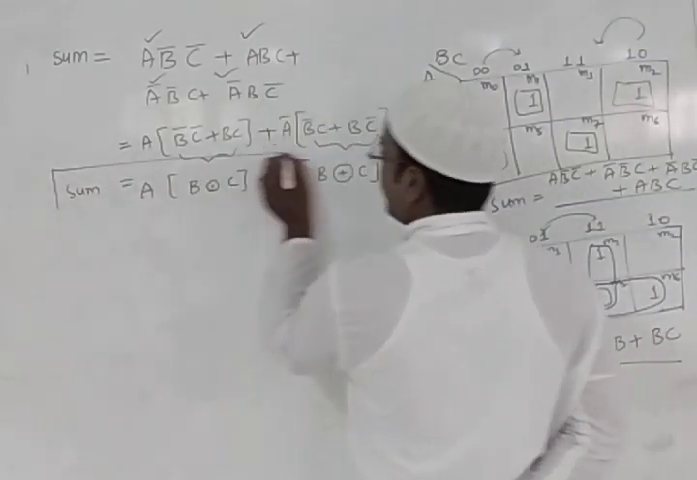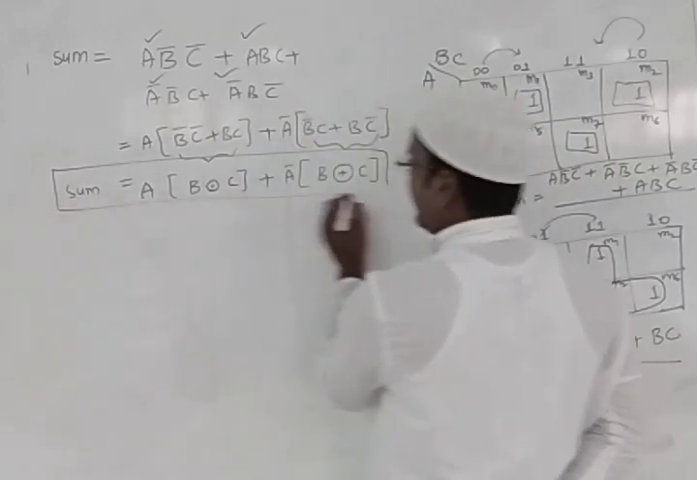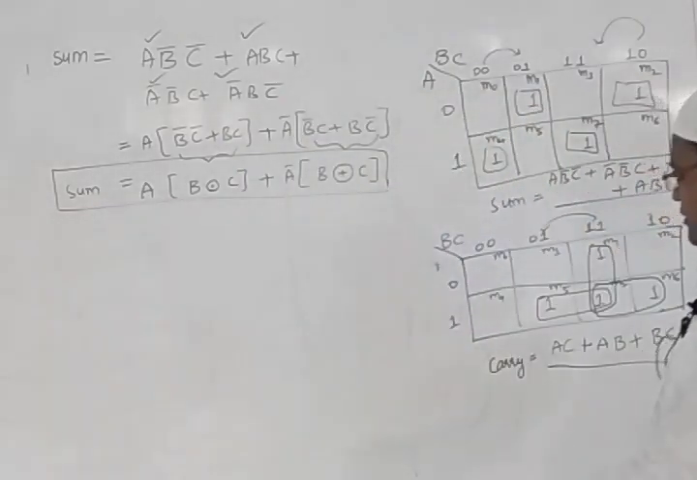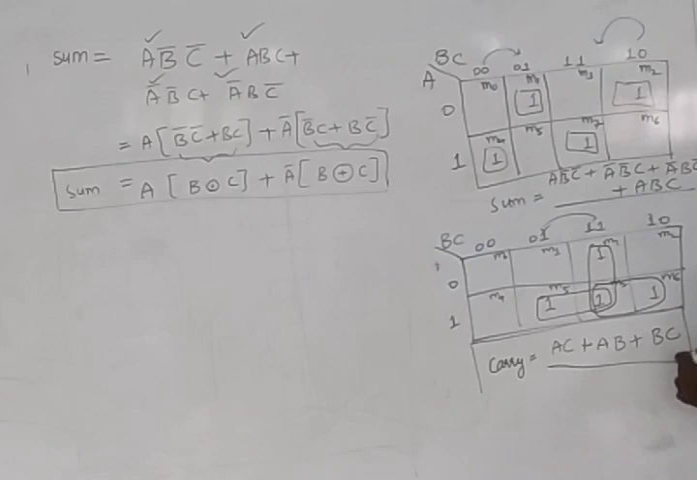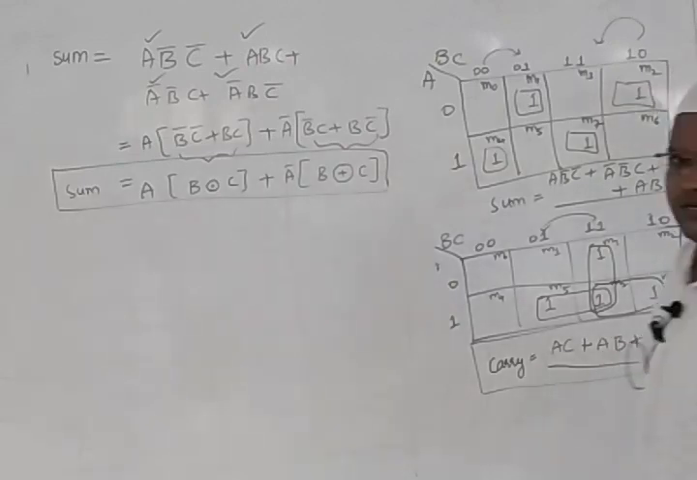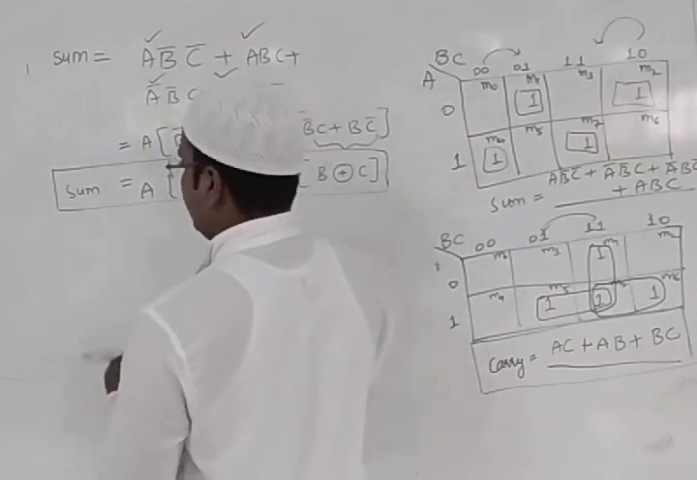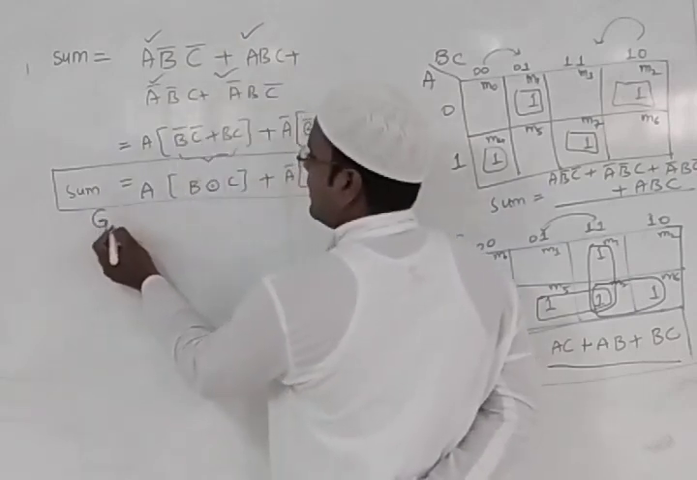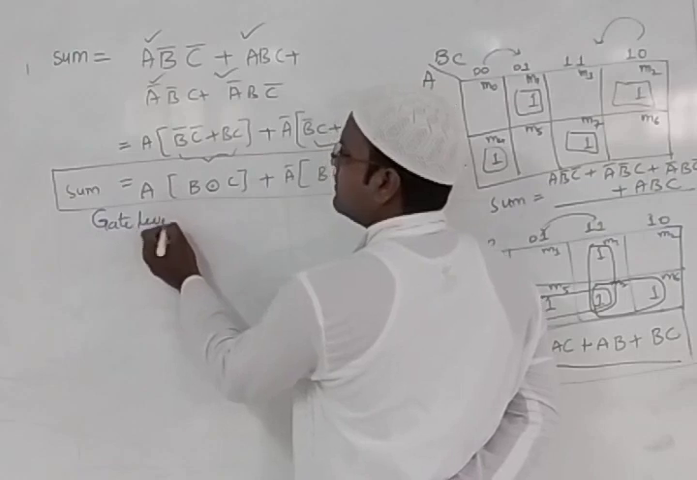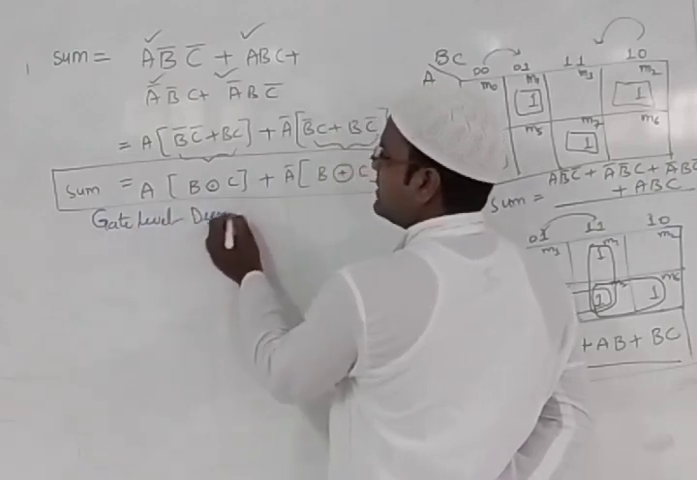Now tell me, what about your carry? How do we get the carry? Can I take anything common? I can't, because carry is exactly as it is. There is no possibility of taking common. I can take A common, but what output will I get? I'll not get anything. So these terms I'm keeping as they are. Next thing, we need to write its gate level designing. So what I'm doing next is gate level designing with basic gates.